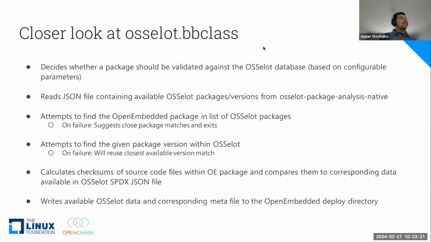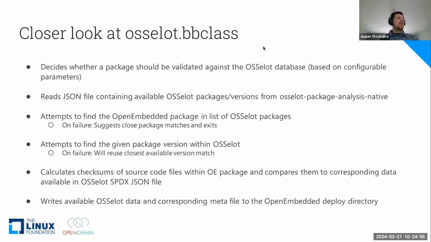All right, then we'll have another look at the OSSelot BB class. As we just saw, the point of the recipe was basically to get the data available, and the BB class will now match the OpenEmbedded packages against the OSSelot database. So what it does is it reads the JSON file that was created in the previous step, and it then attempts to find the OpenEmbedded packages in the list of OSSelot packages. And if it fails, it will suggest close package matches and exit.